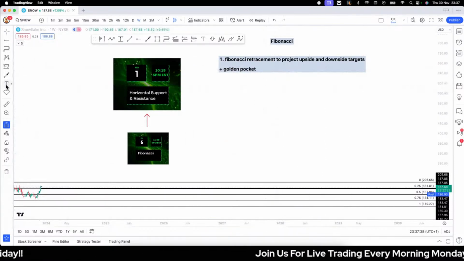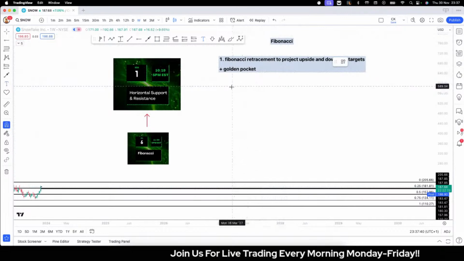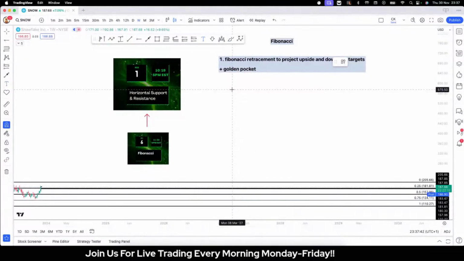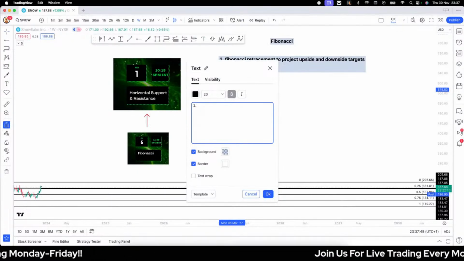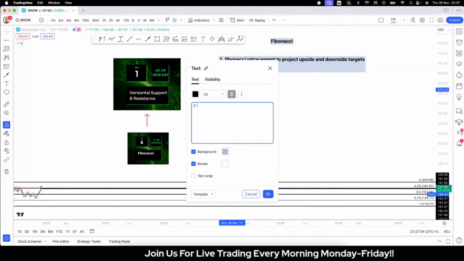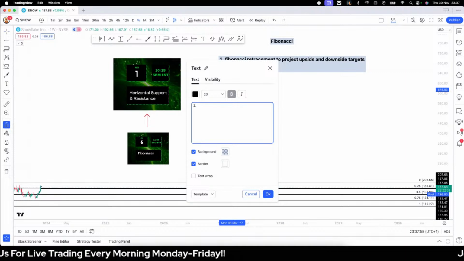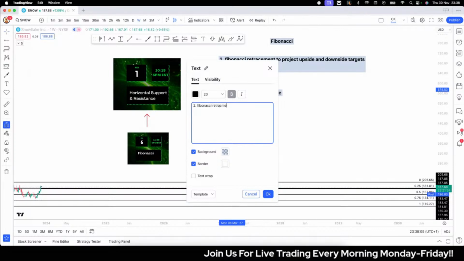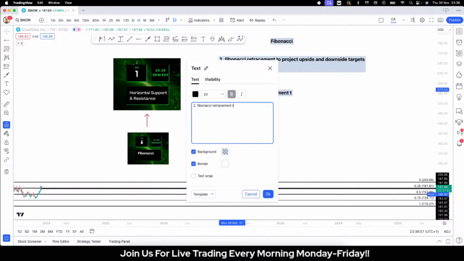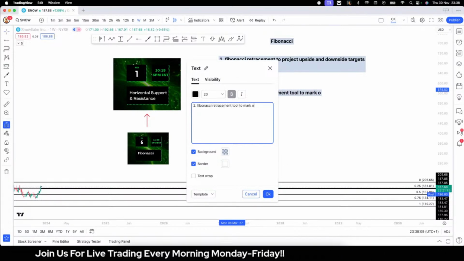And the second use case of Fibonacci retracement is if I'm looking to draw out a range. Very simple, and I'll show you how I draw Fibonacci in a range. In a range, I want to be aware of a couple of different levels. I want to know the range high, the range low, the mid level of that range, and the upper and the lower range quarter. For that, we're going to be using the Fibonacci retracement tool to mark out a range.